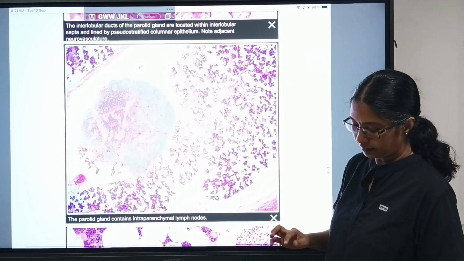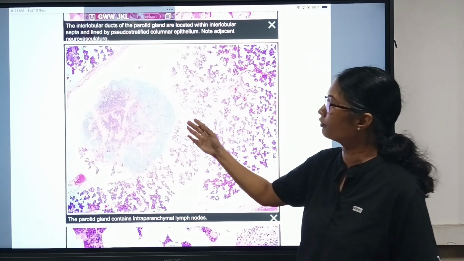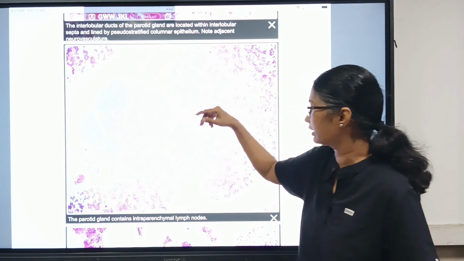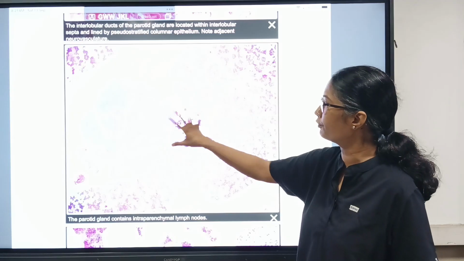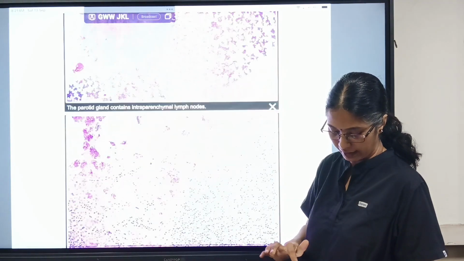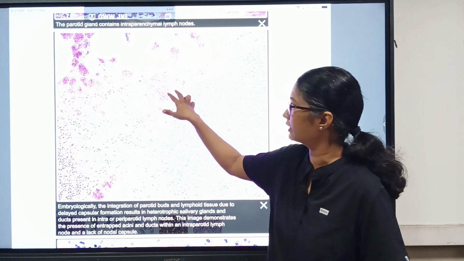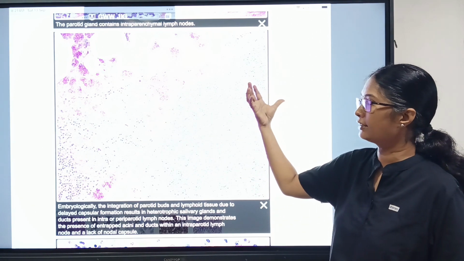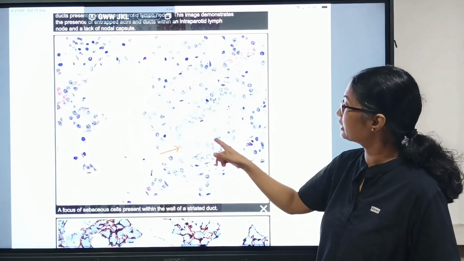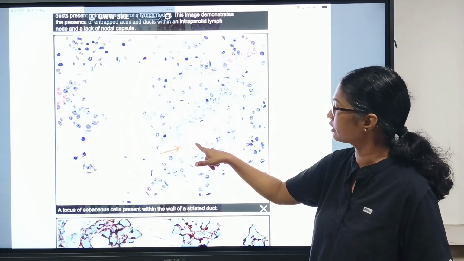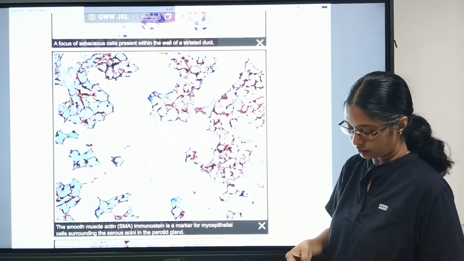And I will talk about the other structures which are present in the glands. One of them is the parotid gland, which contains lymph nodes. This is a lymph node. These are the acinar cells, and the lymph node is present inside the parotid gland. And in the lymph node we can see some acinar cells here. So in the gland we get lymph nodes, and in the lymph node we get some glandular tissue. And some sebaceous cells we can also see here. And special stains are also there.